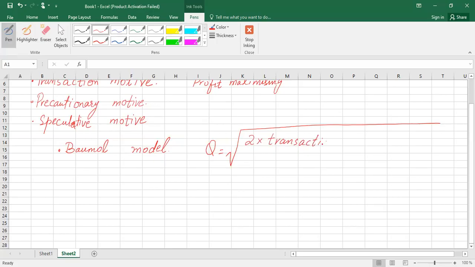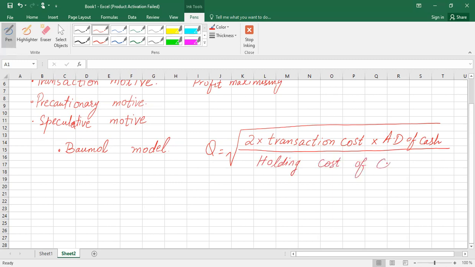It is a replacement of ordering cost per order. Here we have annual demand of cash. In EOQ, we have annual demand of inventory, which is divided by holding cost of cash. And this Q is replacing EOQ. And here Q means optimal cash amount.